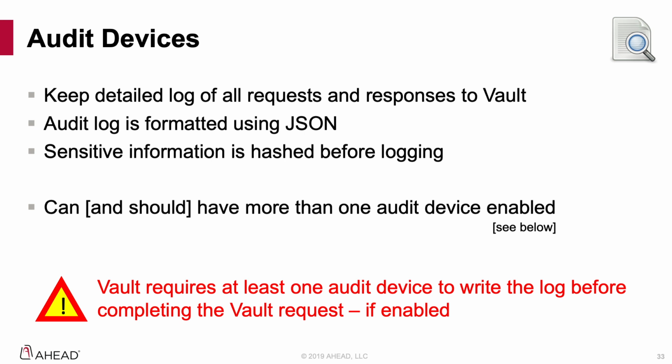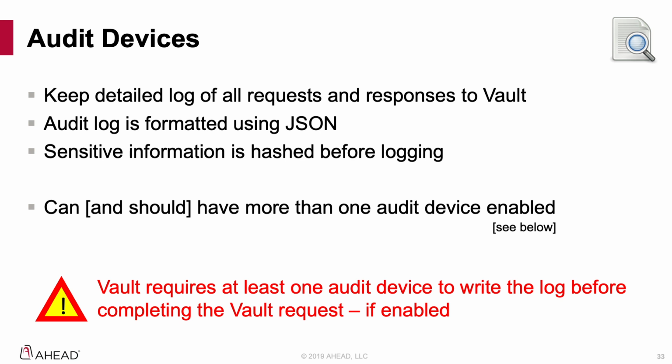See below. Vault requires that at least one audit device be available to write the log to before it actually completes the Vault request, if enabled. So you can run Vault without an audit device, and it works perfectly fine. I don't know why you'd want to do that, especially from an enterprise standpoint, but you can do that if you want. However, if you enable an audit device, say for example you're sending your logs to a syslog server, Vault requires that it is able to write that log before it'll actually respond back to the client requesting a token or whatever, or reading a secret.